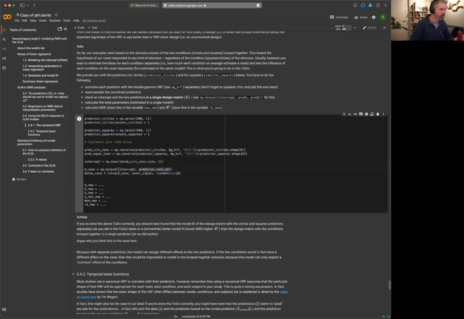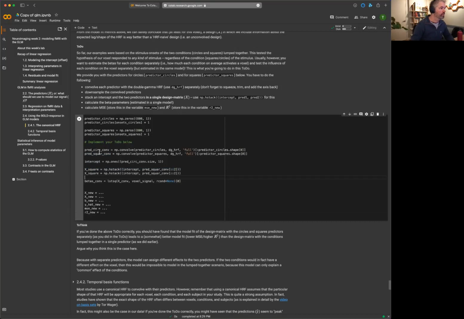I'm not going to downsample here because we're doing a very simple analysis. So I can do this, just take every second data point. X square. And we could also do this with circ. So now we have two design matrices for predicted square and predicted circles.